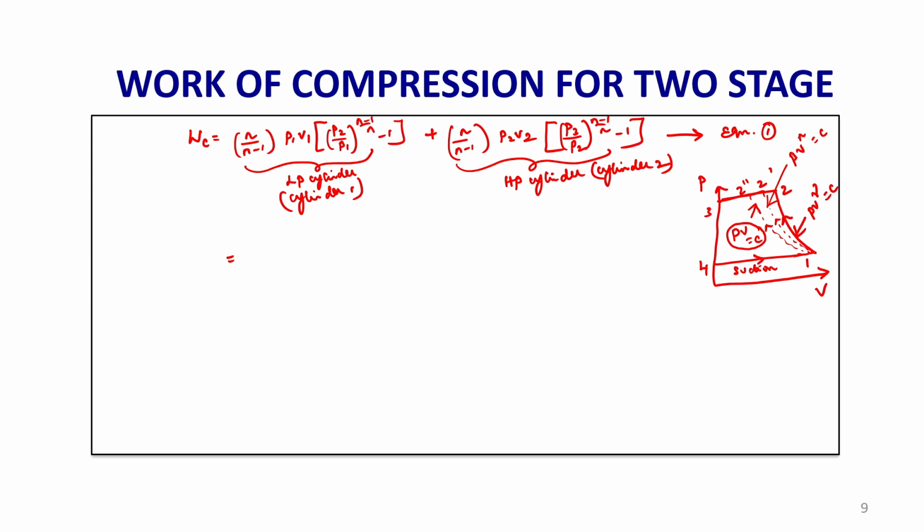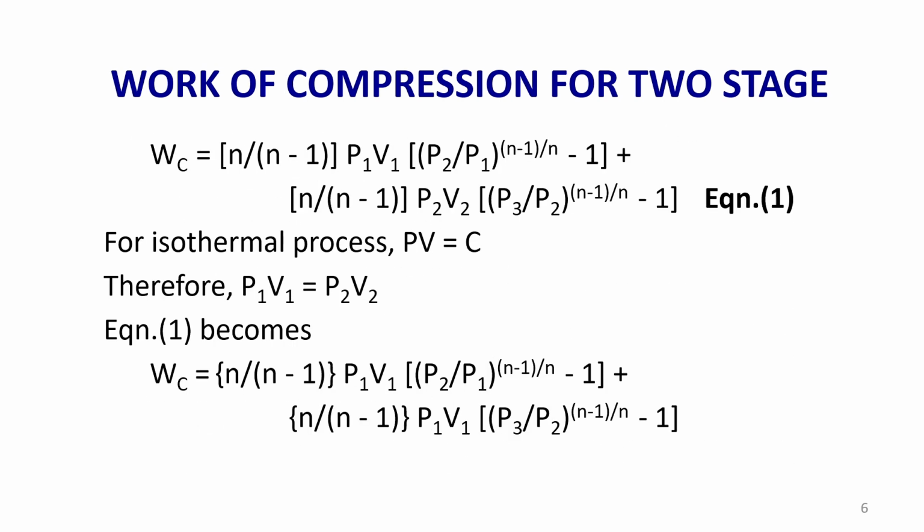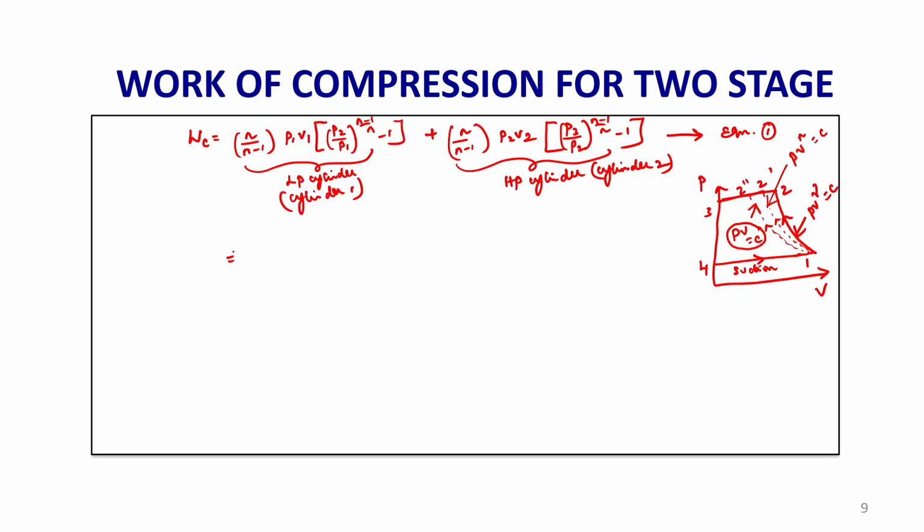Okay. Now, coming to this multi-stage work of compression derivation. Assume an isothermal process. The basic equation is PV equal to constant, because it is a constant temperature process. Since the isothermal work of compression is the least, we are taking this condition for an isothermal process, P into V equal to constant. We can apply this equation for states 1 and 2: P1 V1 is equal to P2 V2.